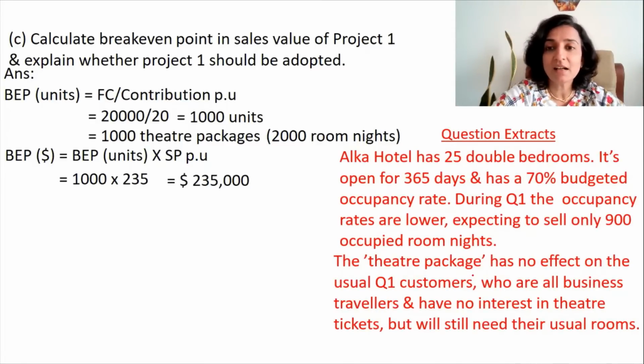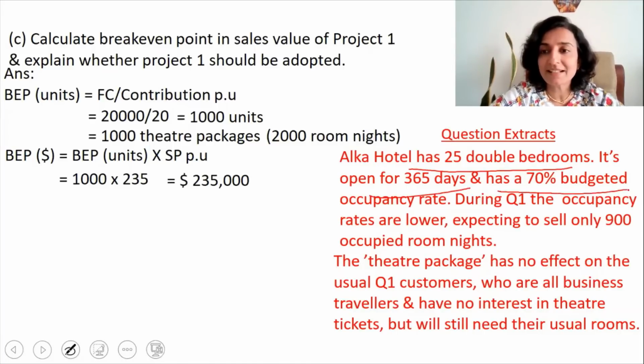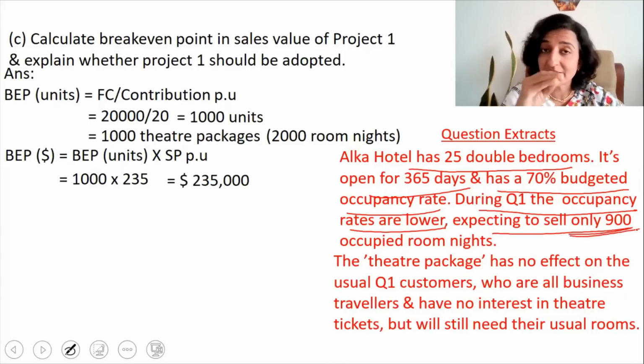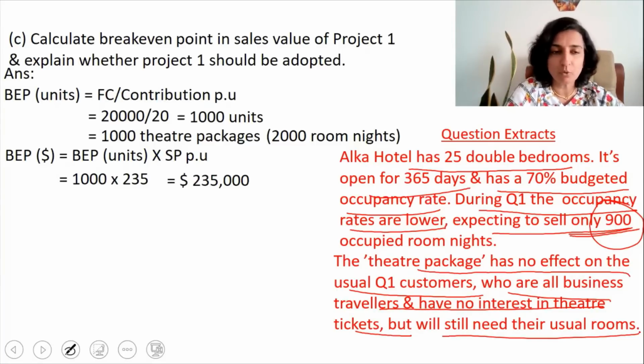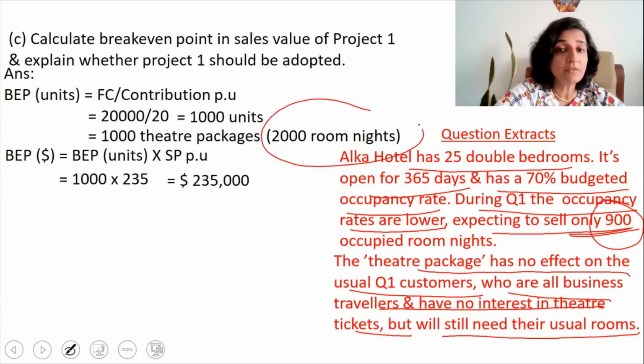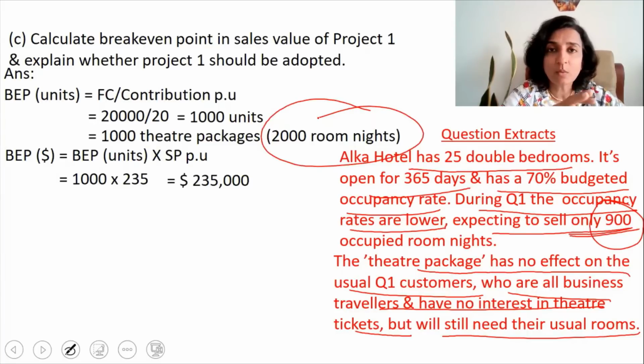They have said Alka Hotel has 25 double bedrooms. It's open for 365 days and has a 70% budgeted occupancy rate. During Q1, the occupancy rates are lower, expecting to sell only 900 occupied room nights. They are the usual customers. The theater package has no effect on the usual Q1 customers, that is these 900 room nights, who are all business travelers and have no interest in theater tickets, but will still need their usual rooms. Now we are trying to find out whether we have got 2,000 room nights in Q1.